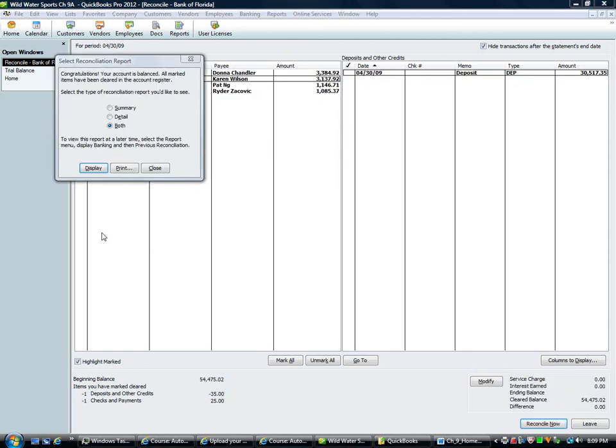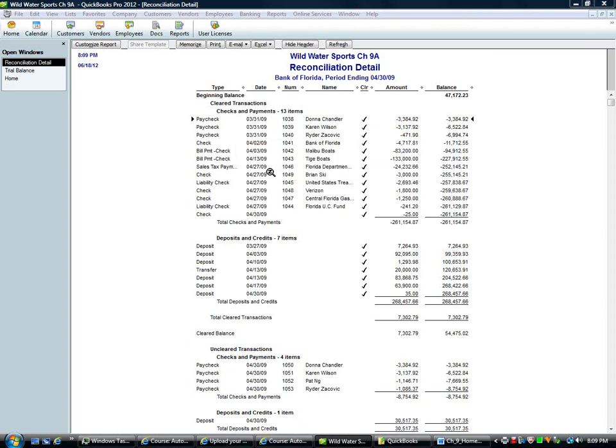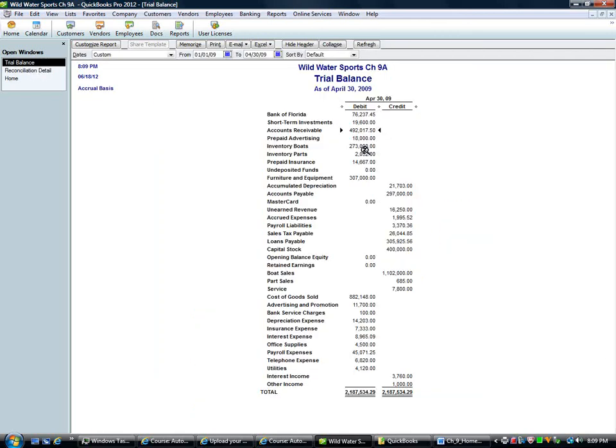Okay, so they're only asking for the detail, so you're going to want to display the detail. I'm sorry, they only asked for the summary, but anyways, I don't care, whichever one you want. But so you'll see what happens here. That the unchecked amounts are the outstanding checks. So this is the amount that cleared the bank. These are the uncleared balances, and this is our ending balances on our trial balance. So that's how we tie out the bank reconciliation.